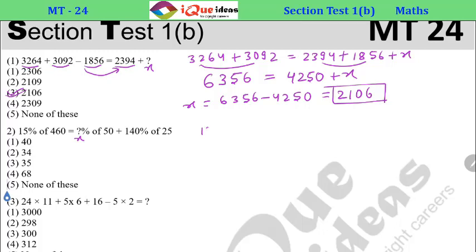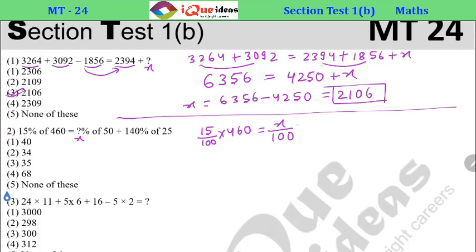15% of 460 is 15 by 100 into 460 is equal to X percent is X by 100. We have to find X. Okay, X by 100 into 50. Alright, plus 140%. So it is 140 by 100 into 25. See, whatever simplifications you can do, rather what we should do is we should simply divide by 100. So if you see 100 is common to every term, so cancel 100 because it is common to every term.